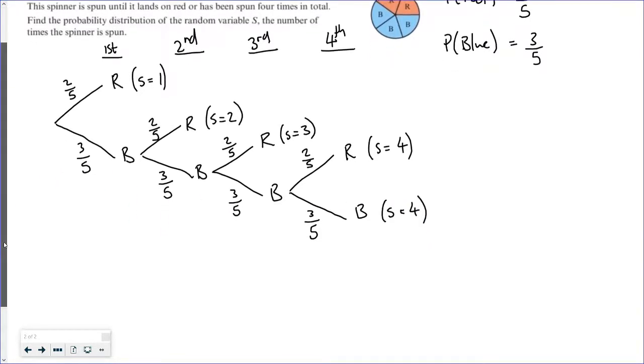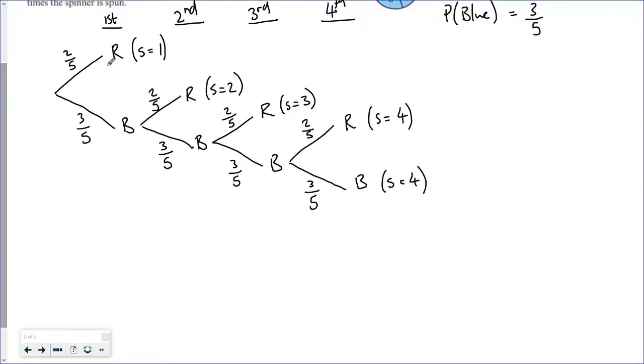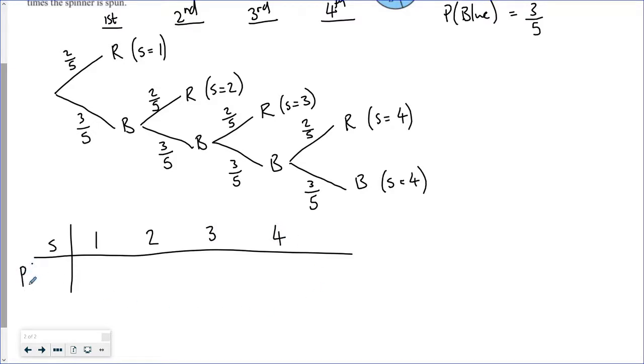So what we need to do is work out the probability of getting each of these values of S. So you can see that the possible outcomes of S are 1 spin, 2 spins, 3 spins, or 4 spins. So let's write that down in a table. We're going to use a little s for the specific values that S can take. And we know that S, the total number of spins, could either be 1, 2, 3, or 4. So underneath, we're going to write the probability of getting each of these specific values of S.